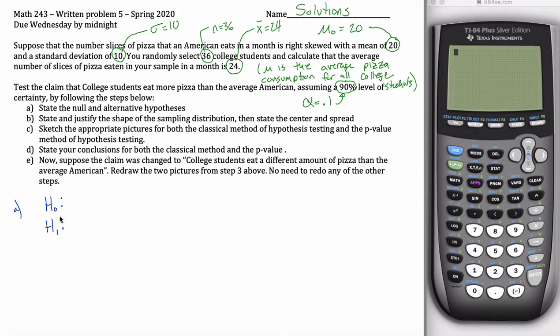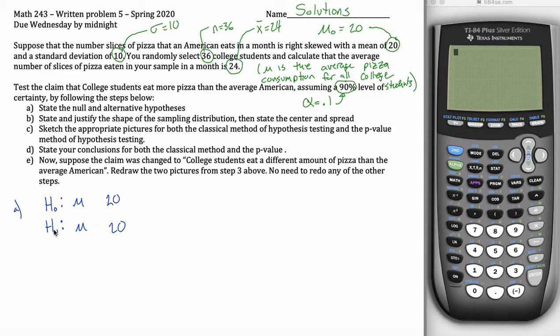And I guess maybe we could start with the alternative hypothesis. That's always the claim that you're making. And both the null and the alternative hypotheses are always going to compare mu, this idea that we talked about, the average pizza consumption for all college students, with mu naught, this population average pizza consumption for all people, the number 20 in this case. Mu will never be given to you. It's just the symbol mu. Mu naught will always be given to you, so it'll be a number given to you in the problem. And you want to compare those two.